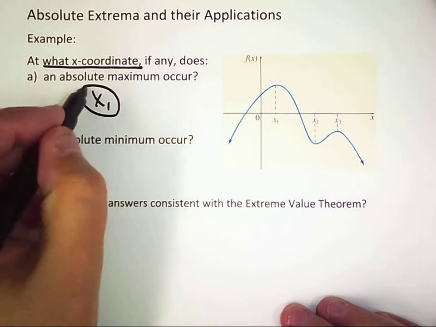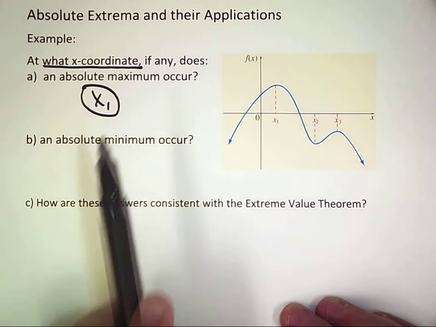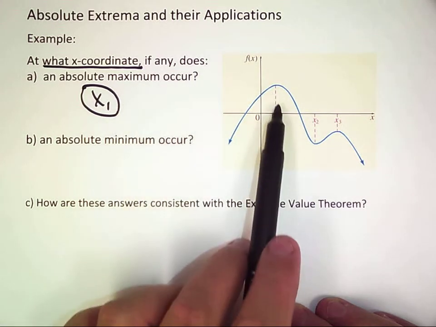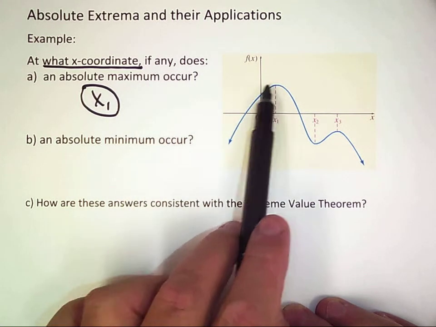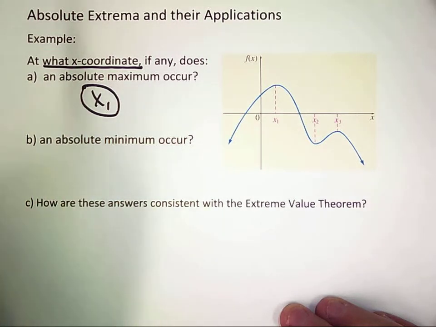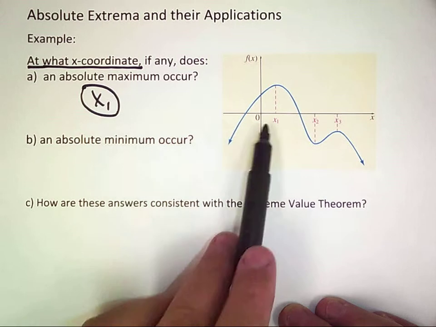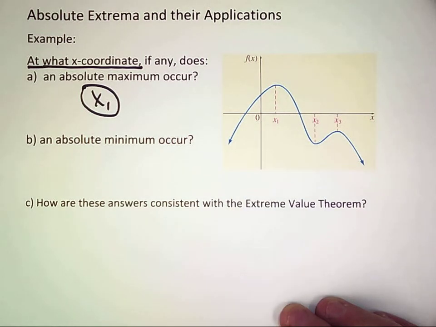Now, be careful because they never asked for the absolute maximum. The absolute maximum is f of x sub 1. It's the y value. But they didn't say what is the absolute maximum. It says at what x-coordinate does the absolute maximum occur. So it occurs at x sub 1. They never asked what it was.